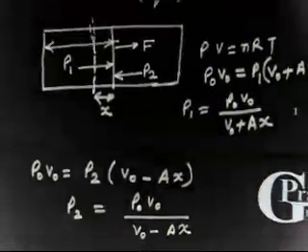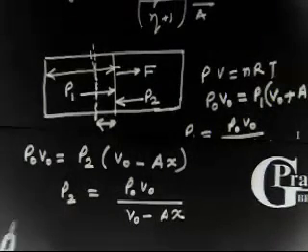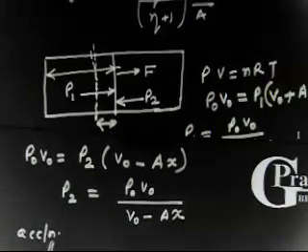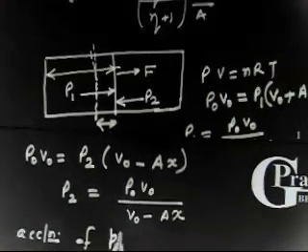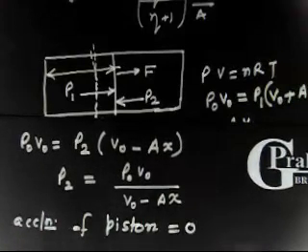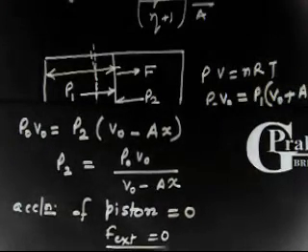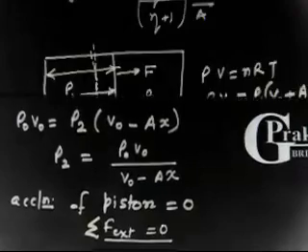Now if you see, this system is moving slowly, so this means the acceleration of the piston is 0. Are you getting? So the acceleration of the piston is 0. So this means the total force on the piston is 0. The sum of the total forces on the piston is 0.